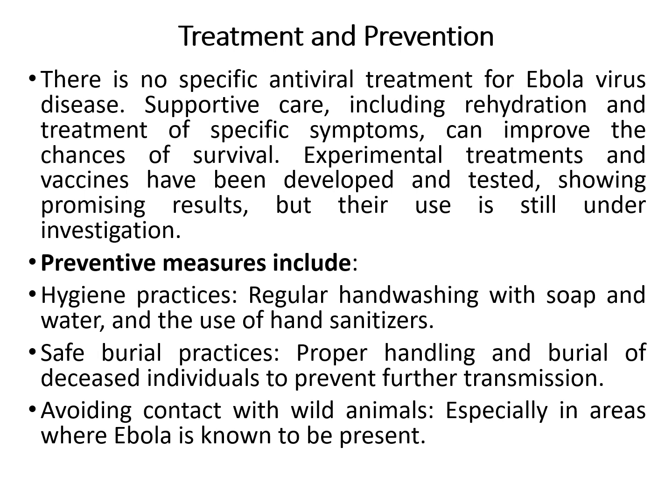What are the possible options? If a person is infected and diagnosed with Ebola, is there any possibility to treat? There is no specific antiviral treatment for Ebola viral disease. Supportive care, including rehydration and treatment of specific symptoms, can improve the chance of survival. Experimental treatments and vaccines have been developed and tested, showing promising results, but their use is still under investigation. The developed vaccines are under trial mode, so they are giving them in a challenge mode.